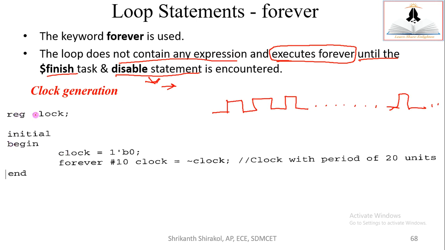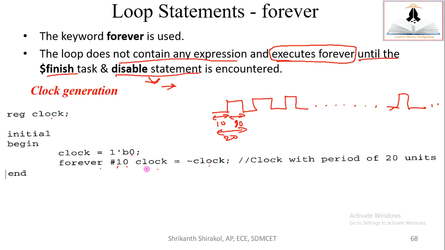So what I do is reg clock, because it is a single bit, initial, begin, end. Here I'm initializing clock to zero, forever loop statement. After every 10 time units, I want clock to invert itself. So for 10 time units it will remain zero, and for the next 10 time units it will remain one. So the total period is 20. So this is a clock generation.